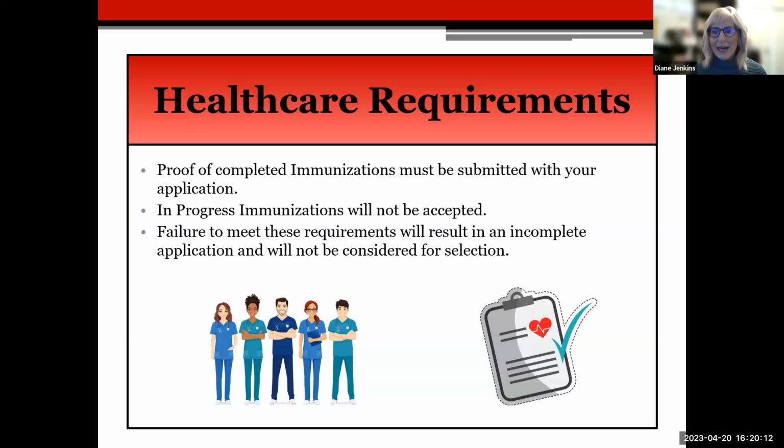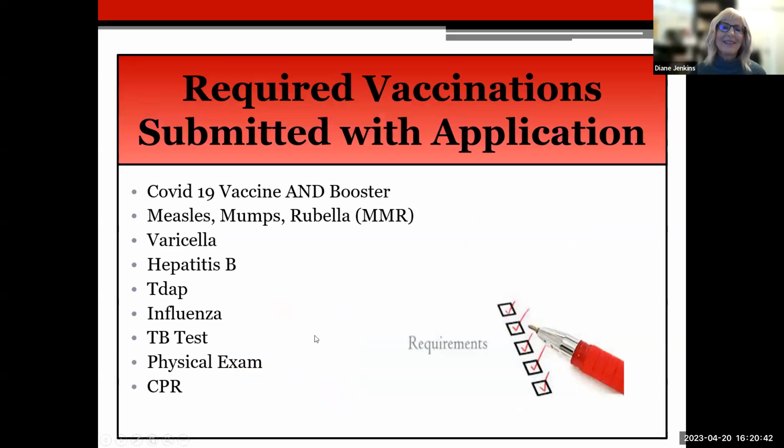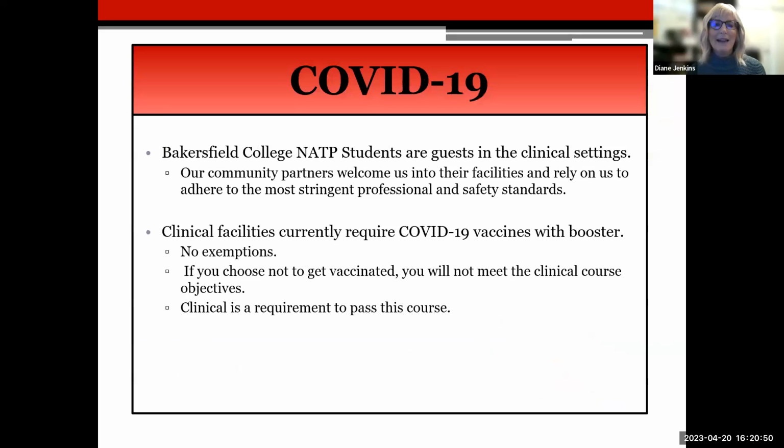So again, just to highlight what Vanessa said, in regards to the healthcare requirements, when you submit your application, all the requirements have to be completed in order to have your application accepted. We will not receive or accept any in-progress immunization requirements. And if you fail to meet the requirements, then again, it will be an incomplete application. So what is required? Vanessa kind of already named them off. If you could go to the next slide, I will go ahead and highlight them. So the first requirement is the COVID-19.